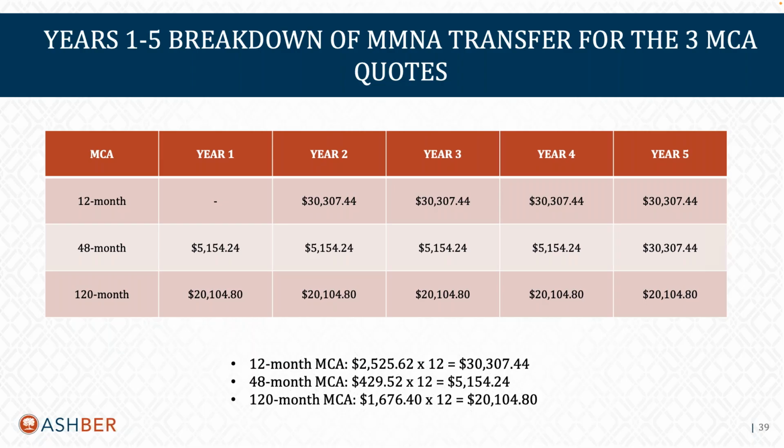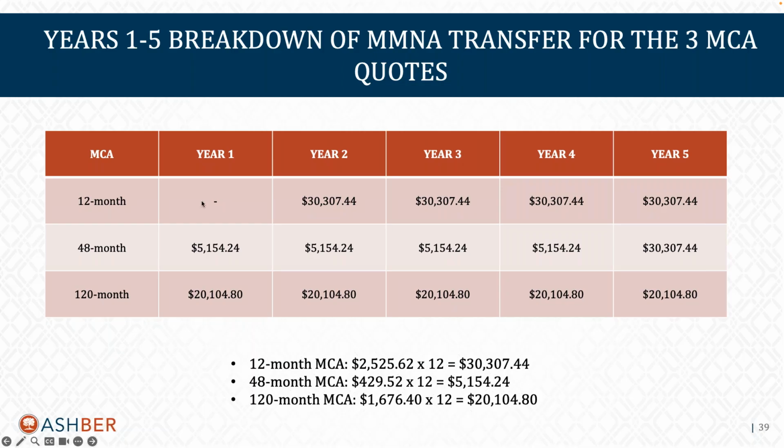So I'm going to break down actually on a full 10-year scale here. We're not going to go through every single year particularly because I don't think that would be prudent, but we're going to break down the MMNA transfer for the 3 primary quotes that I think would be the most legitimate options there. I took out the 24-month because there's no benefit, because there's no income transfer for the first 2 years, whereas with the 12-month, you're getting that income transfer after the first year. So I took that one out for this comparative analysis here.